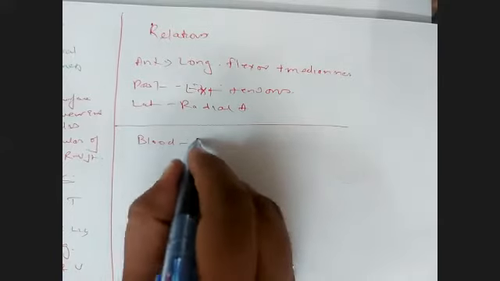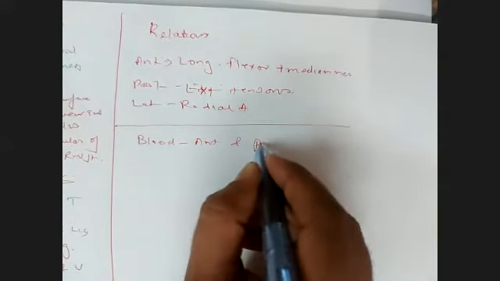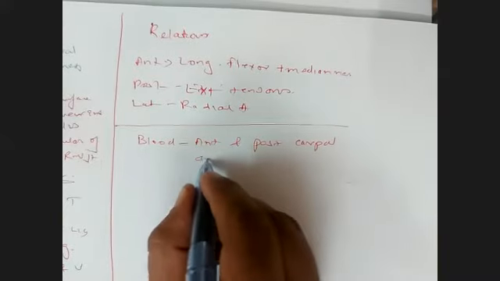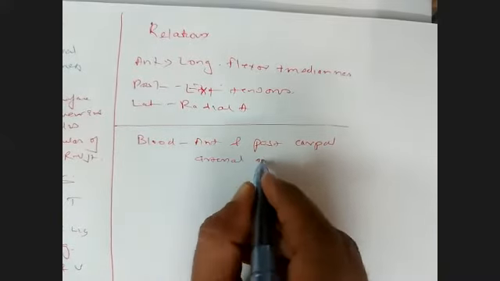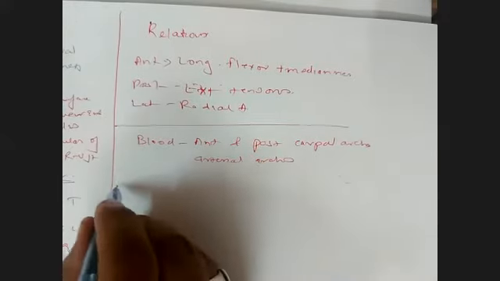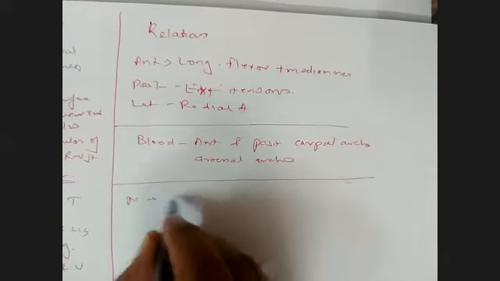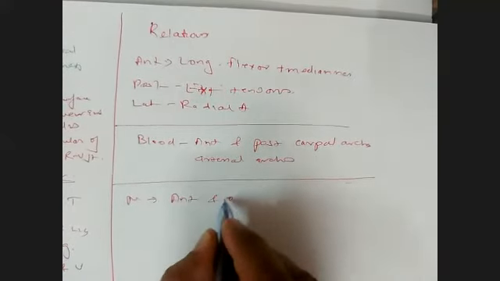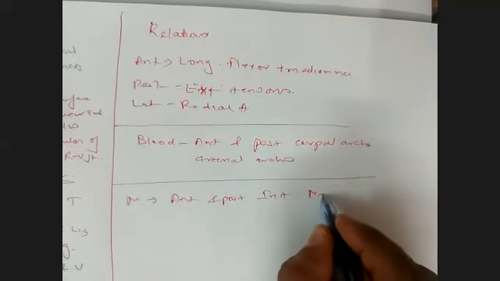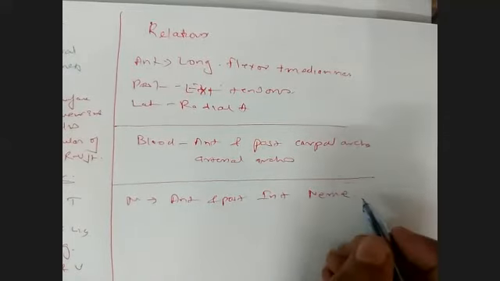The blood supply comes from the anterior and posterior carpal arterial arches. That's how the blood supply comes. The nerve supply is very easy to remember: anterior and posterior interosseous nerve. Anterior interosseous nerve and posterior interosseous nerve.